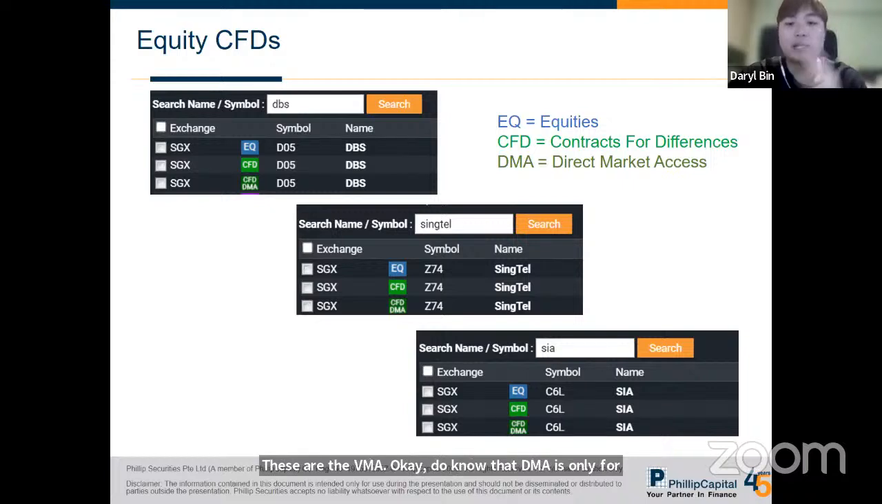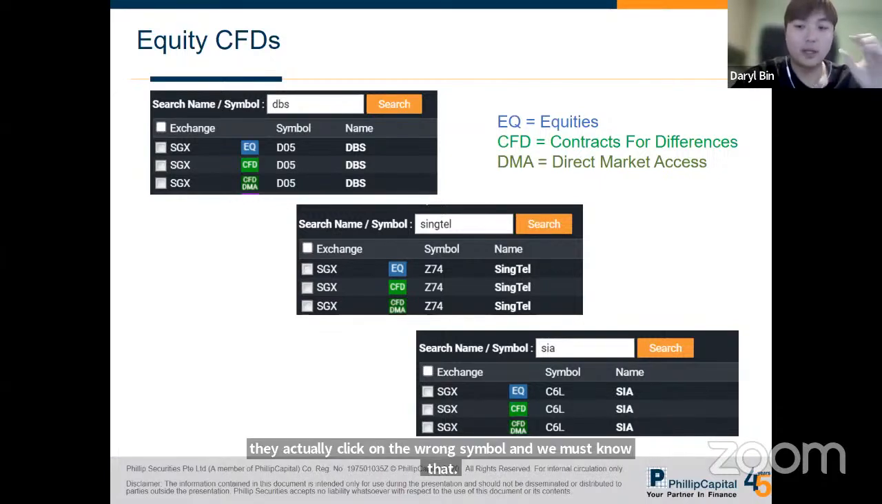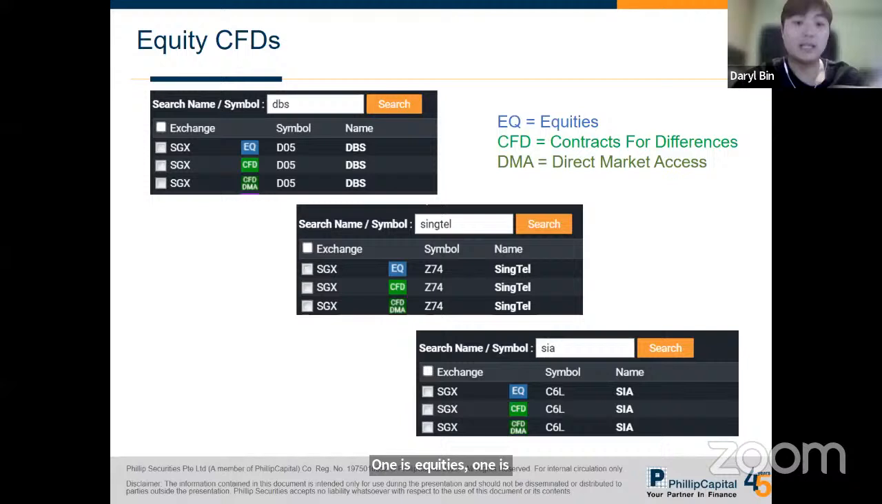A lot of the time, customers have been calling me asking, hey, how come I cannot sell my DBS? How come I cannot close my CFD position? It's because they actually click on the wrong symbol, and we must know that one is equities, one is CFD. So these are different. If you trade equities, you have to use the equities one. If you trade CFD, you have to use CFD. So equities is equities, CFD is CFD, and DMA is DMA. Before you long or short, make sure you check the logo before proceeding.